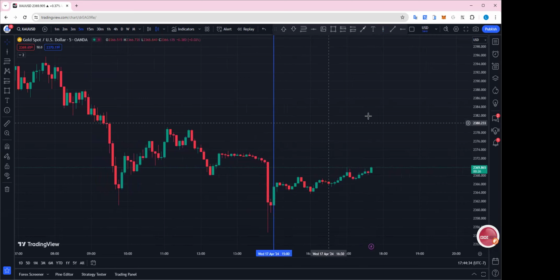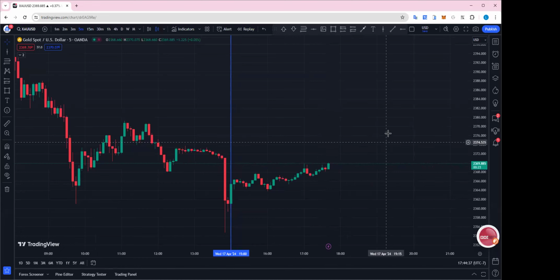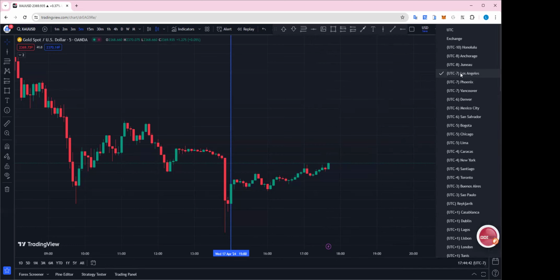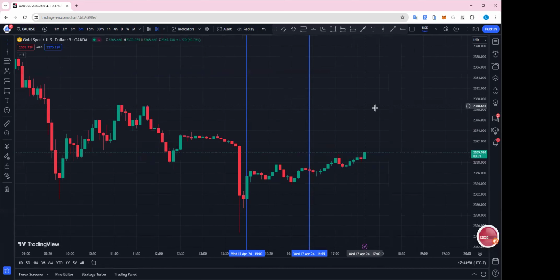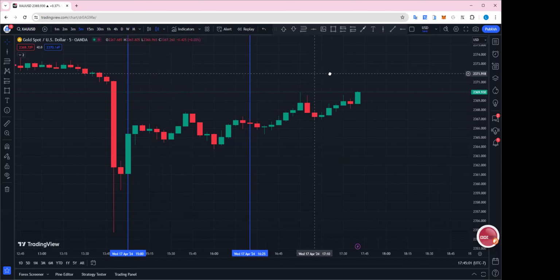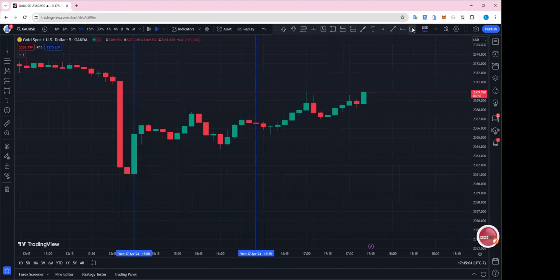This is LA time. The way you can set up the time is, down here, you click on this clock and then you select LA time right there. Then you mark your candles at 1500 to 1625. Once you find those candles, mark the high and the low of that zone.